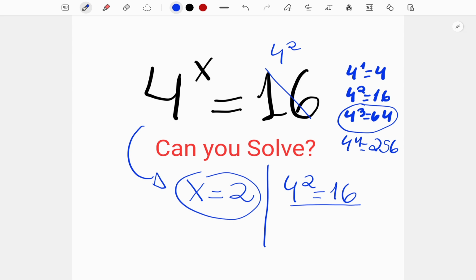This step-by-step approach is effective for solving simple exponential equations and can be applied to more complex equations as long as we can express both sides of the equation with the same base. I hope this explanation helps to understand how to solve the equation 4 to the power of x equals 16 and the importance of exponents in mathematics.